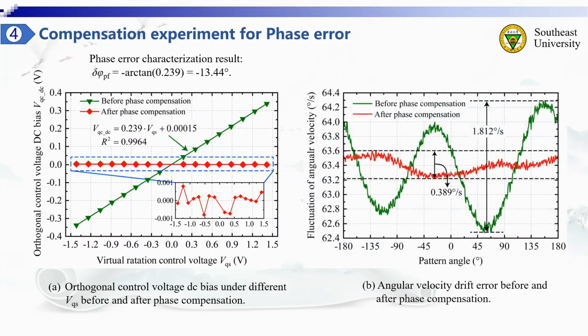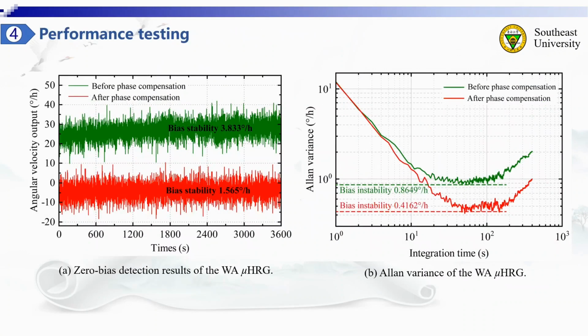Figure B shows the angular velocity fluctuation of the whole angle macro-hemispherical resonator gyroscope before and after phase compensation. It can be seen that after phase compensation, the angular velocity fluctuation error is significantly reduced. The zero bias performance of the whole angle macro-hemispherical resonator gyroscope before and after phase compensation was tested.